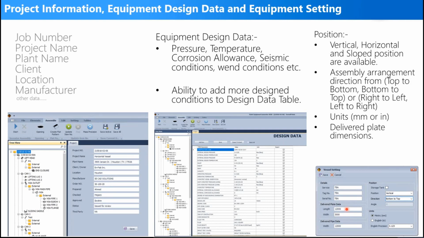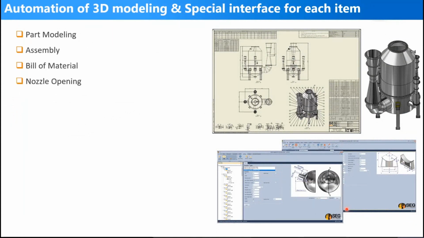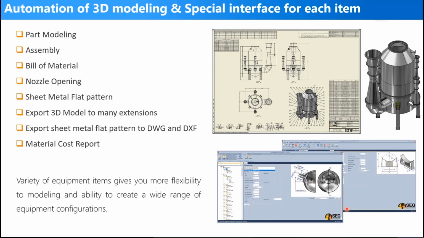By using Autodesk Inventor and SEG software, you have the ability to create your models, parts, assemblies, bill of material, nozzle opening, sheet metal, flat pattern, and many other things automatically without using manual or hand update or hand modification.